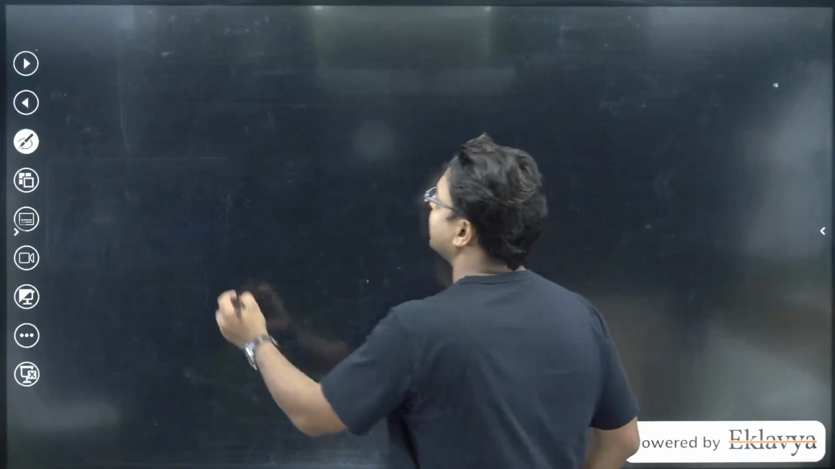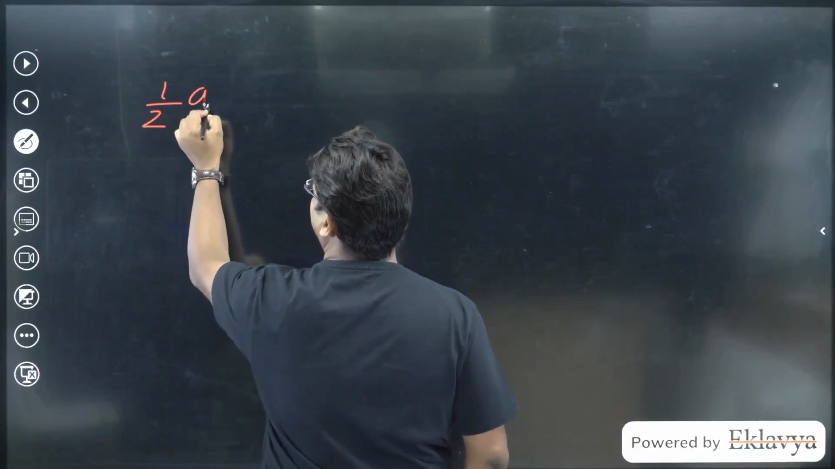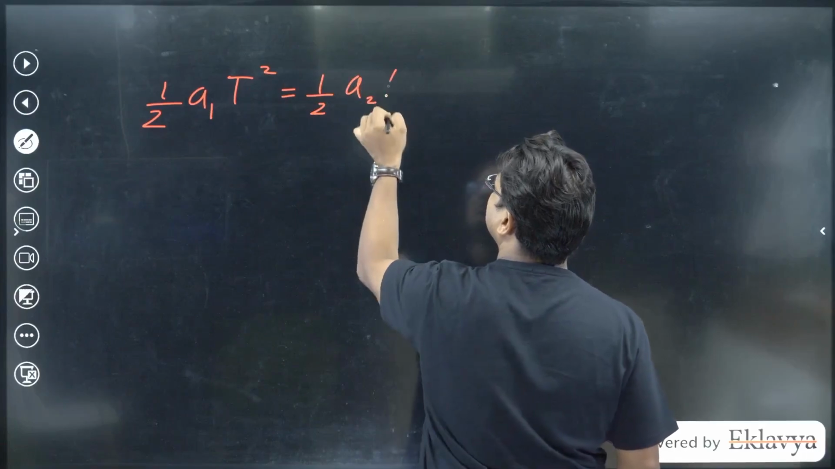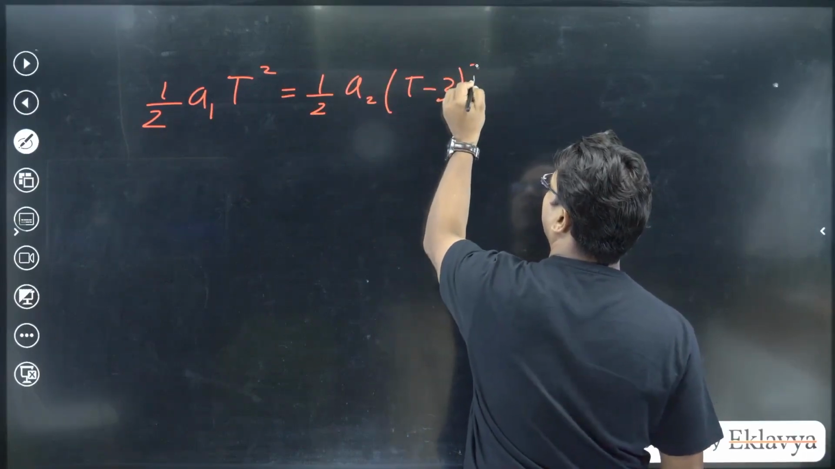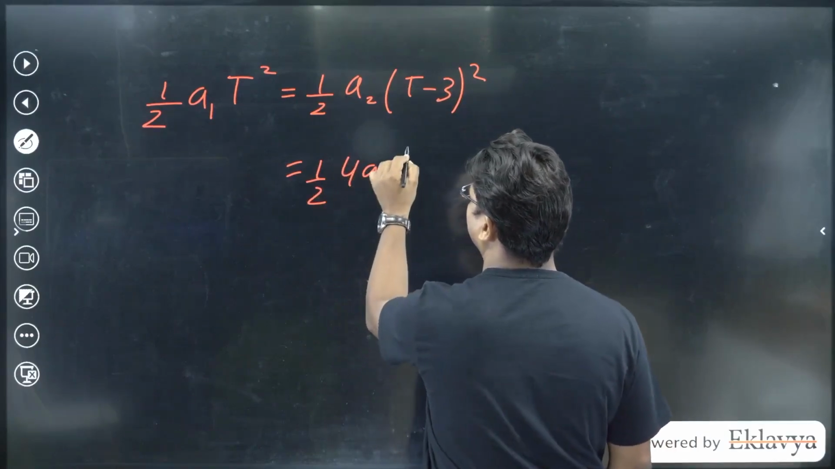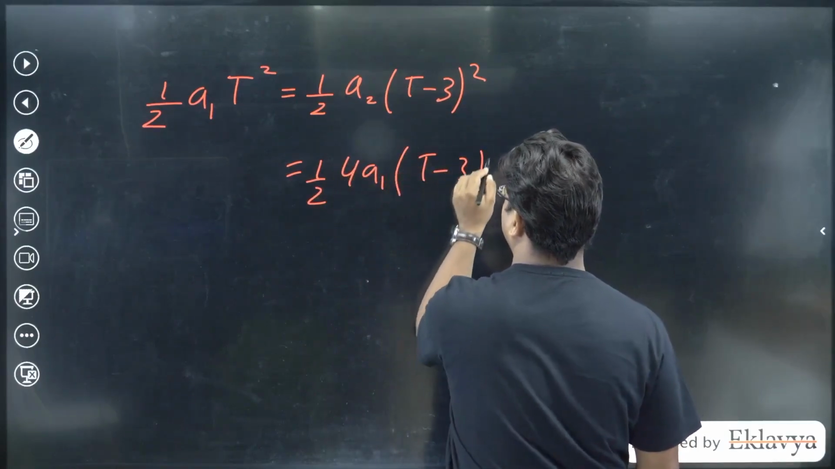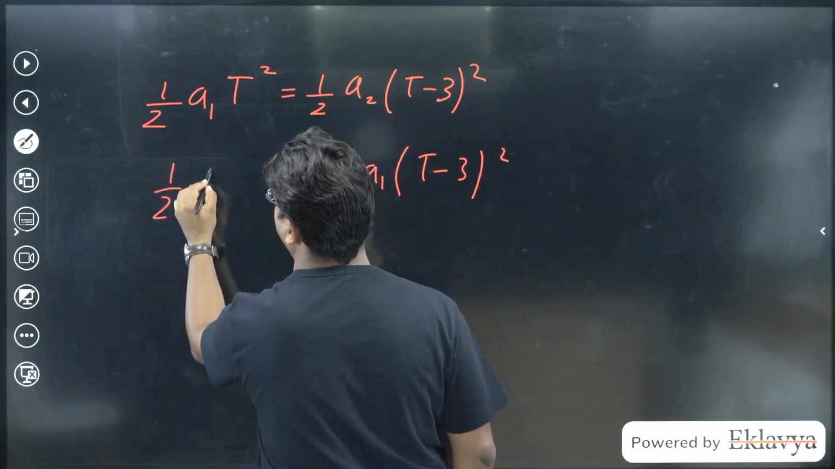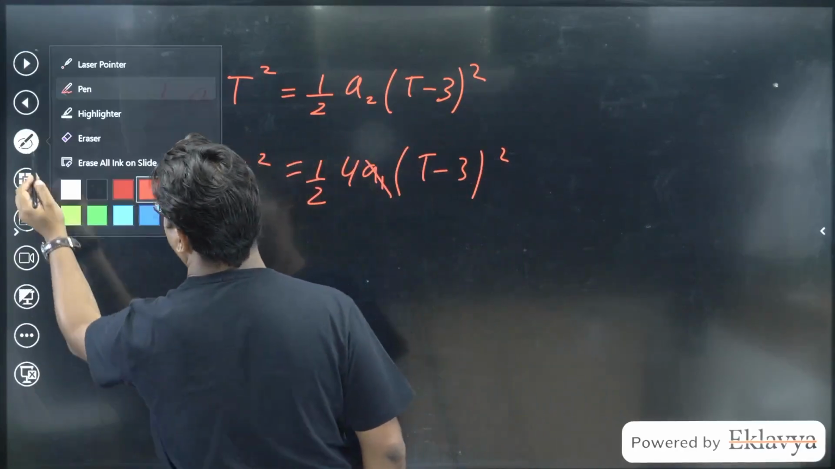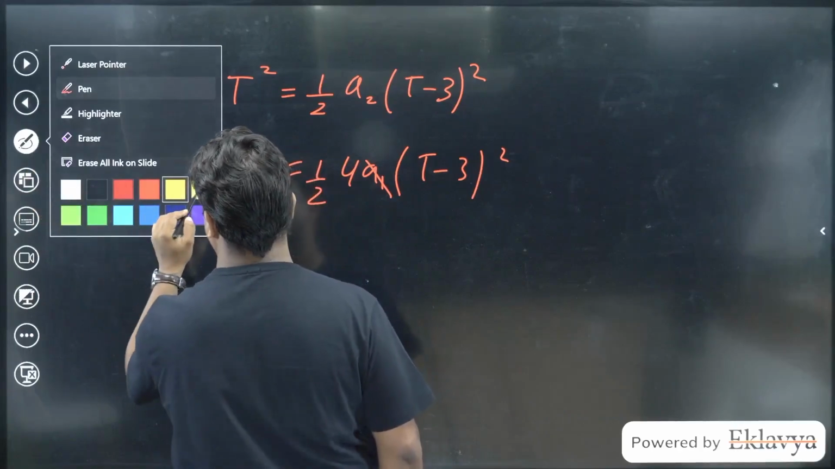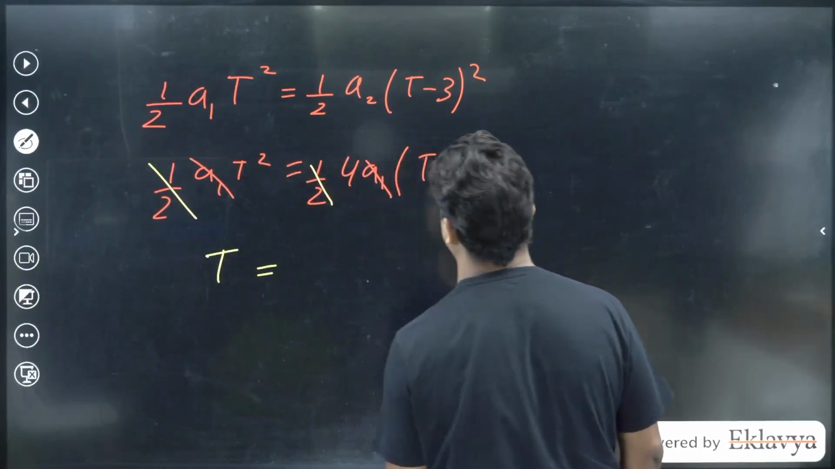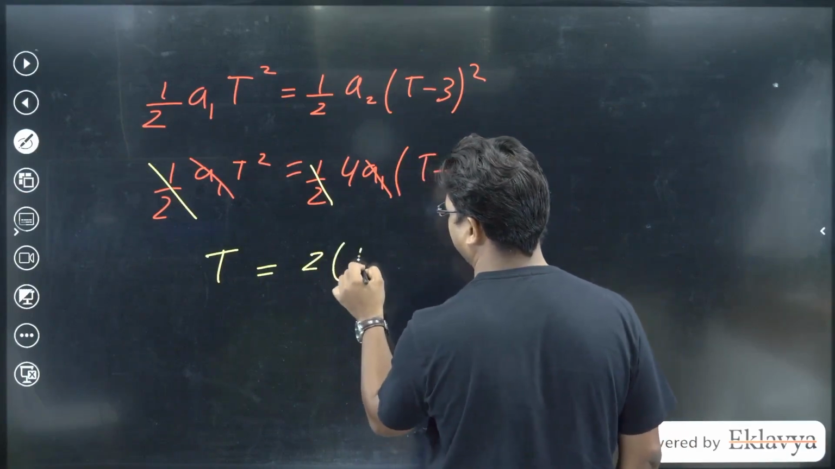So let's do that. We write half a1 t square is equal to half a2 (t minus 3) square, and then a2 can be replaced by 4a1. The rest is pretty simple math, and I am pretty sure you can do this. So the a1 gets cancelled, the half gets cancelled, so we are left with t is equal to 2 times (3 minus t).